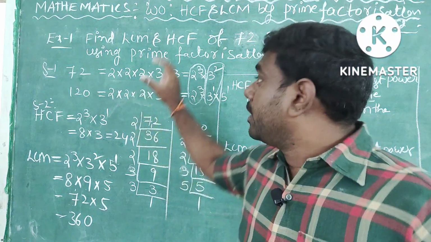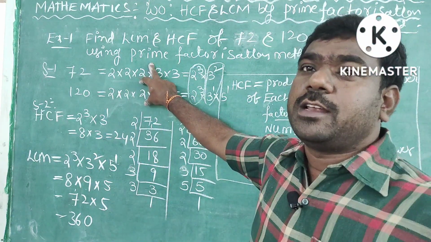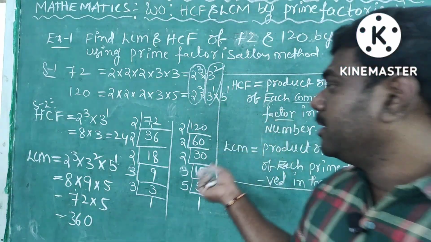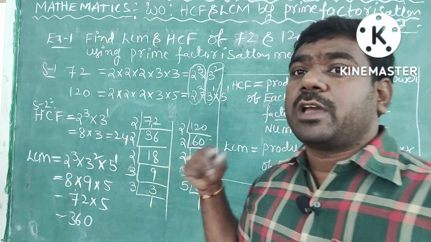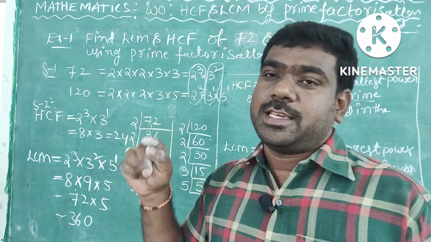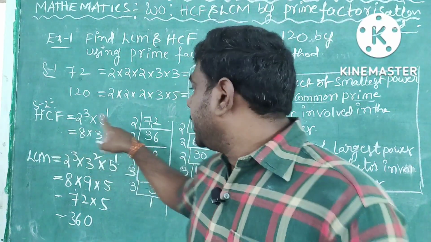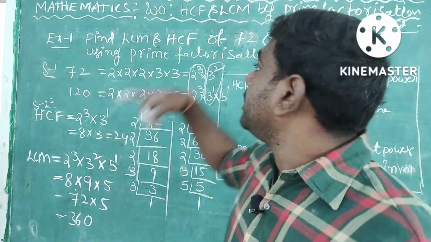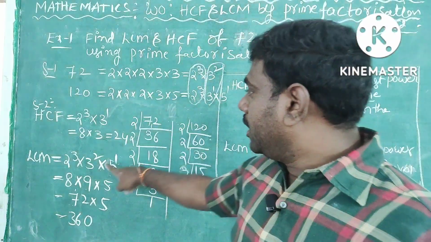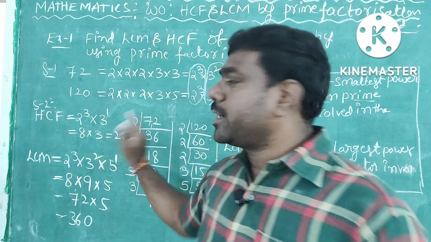Next, from these two prime factorizations, we can find the HCF and LCM by using these two formulas. Then we will get the answer. You can verify by using the definition of HCF and LCM. HCF is a number that divides the given two numbers. 24 divides 72 as well as 120, so that's why it is the correct answer.